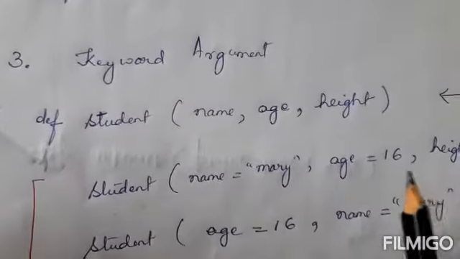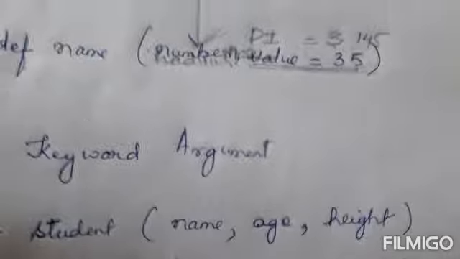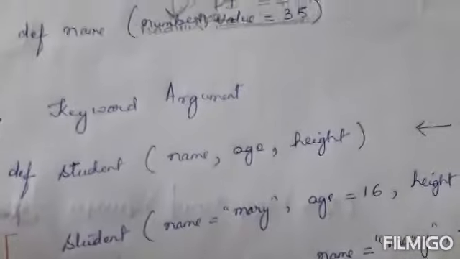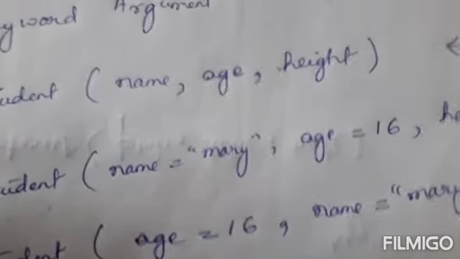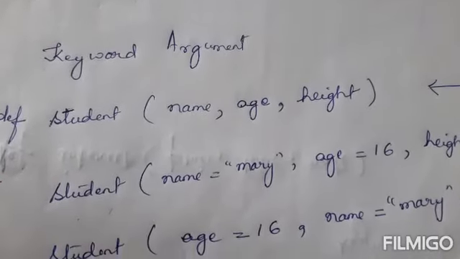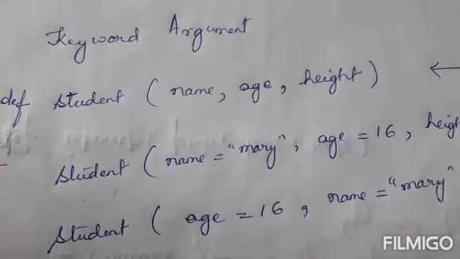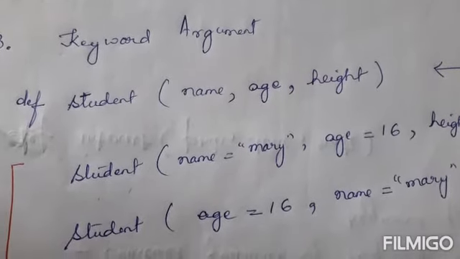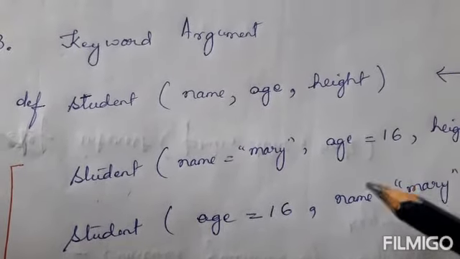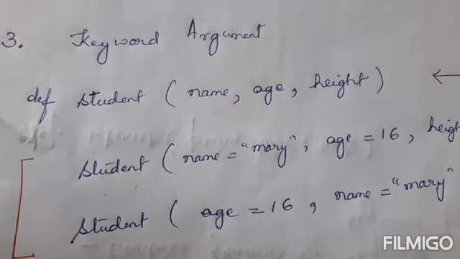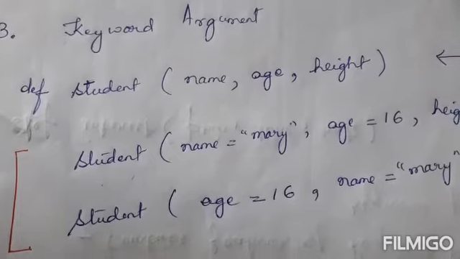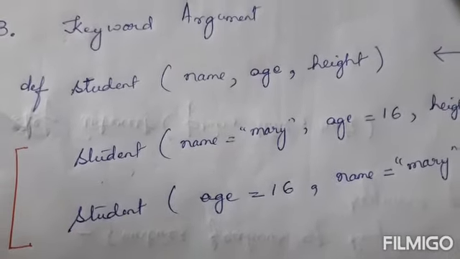The third category of passing an argument in a function is the keyword argument. In the previous two categories, you need to remember that the number of arguments has to be the same, and the arguments you pass have to follow a specific order, and in default, it has to follow the same order.